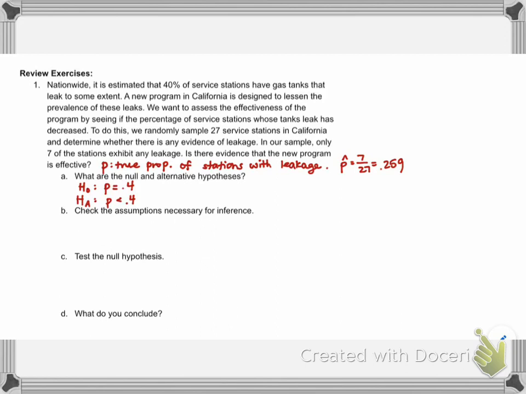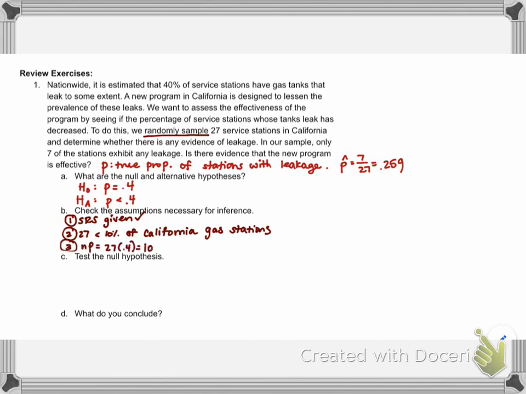Part B asked me to check my assumptions. If you pull out that green sheet, you'll have those 3 assumptions that you need to check. Number 1, it gave me that it was a simple random sample. I underlined it in the problem, and then put it as my first condition. Second, I'm checking that 27 is less than 10% of all California gas stations. To me, that feels like a fair assumption. If you've ever been to California, there are definitely more than 270 of those.